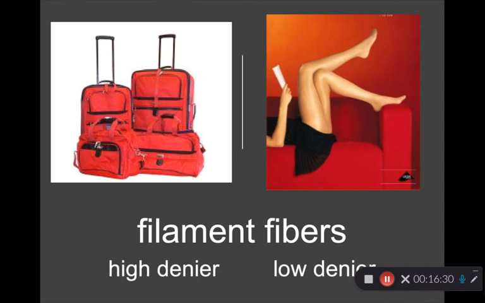With filament fibers, it's more of a direct relationship. They're the opposite. The denier of the yarn refers to its diameter, and a low number is really fine. So hosiery might be a 6 or 8, whereas a suitcase might be a 330 type of yarn. So the higher the number, the thicker the yarn, which is more direct.